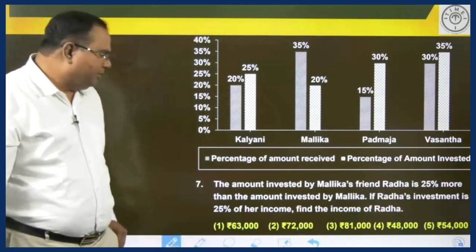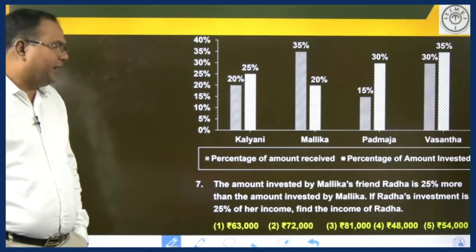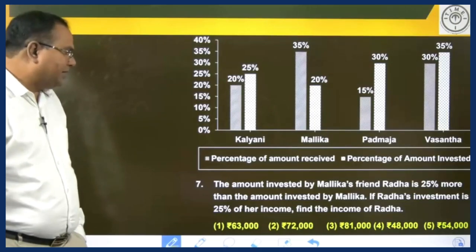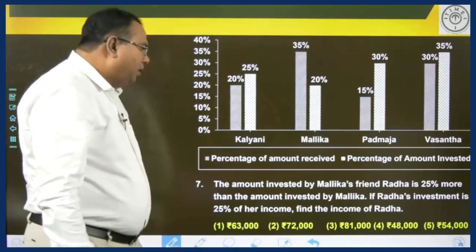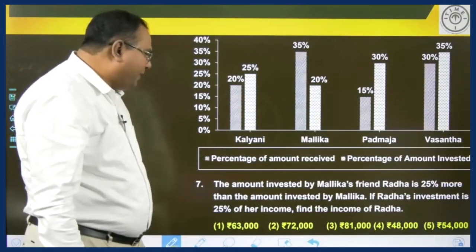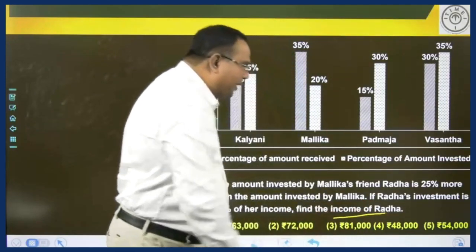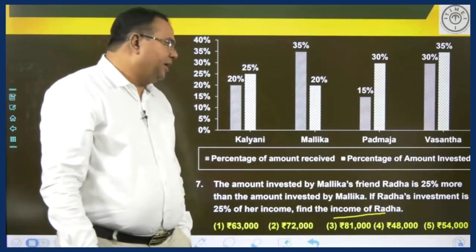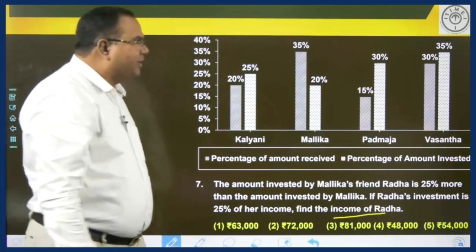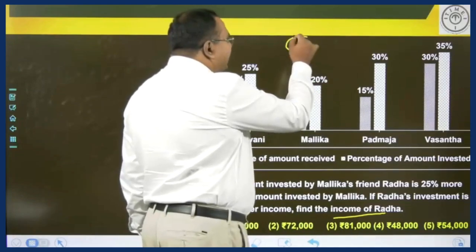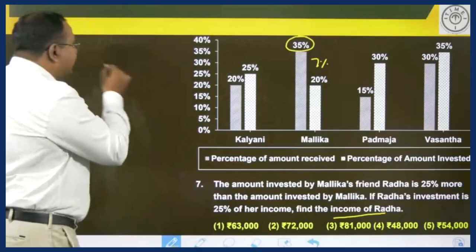Let's move ahead to question number 7, students. Amount invested by Mallika's friend Radha is 25% more than amount invested by Mallika. Radha's investment is 25% of her income. Find income of Radha. This is important. How much is Radha investing? 25% more than the amount invested by Mallika. How much is Mallika investing? 20% of 35%. So, 7%. Right. So, how much will Radha be investing?